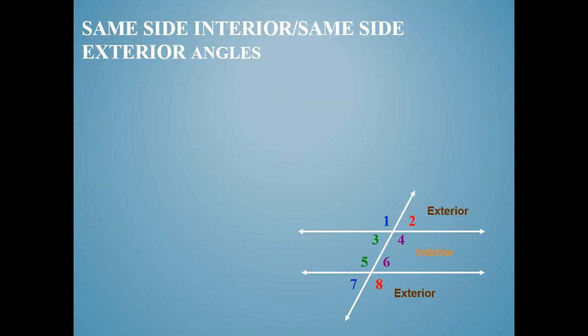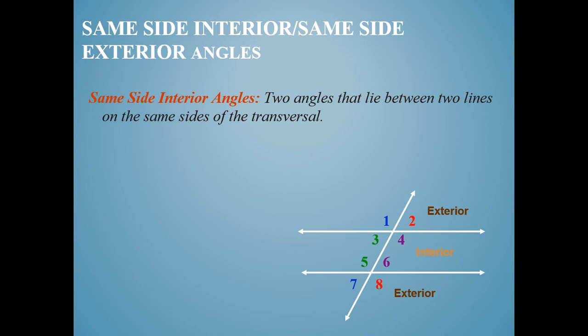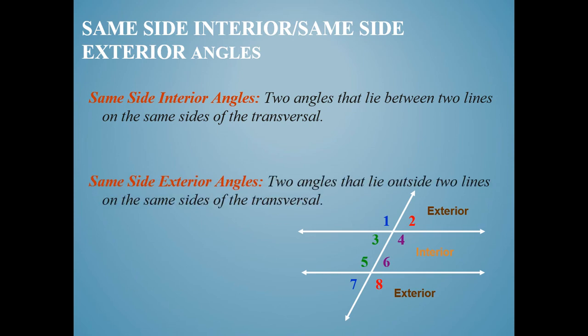Now, to go even further, let's talk about same side interior angles. So same side is going to be the inside of our two lines, and it's just like it sounds, it's on the same side of the transversal. That's going to be very important. So for example, look at our picture. Angles 3 and 5 are same side interior, and angles 4 and 6 are same side interior. Then we also have same side exterior angles. So same thing, same side of the transversal, but on the outside of our two lines. So for example, angles 1 and 7 and angles 2 and 8.